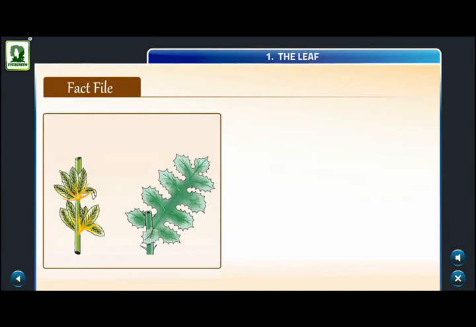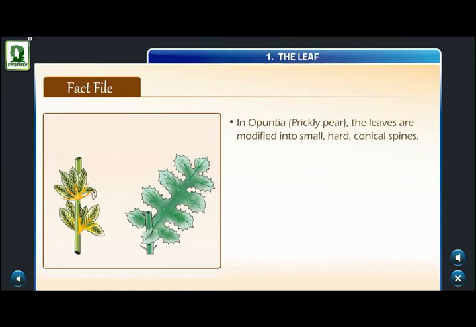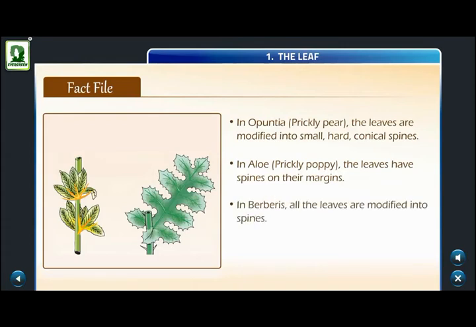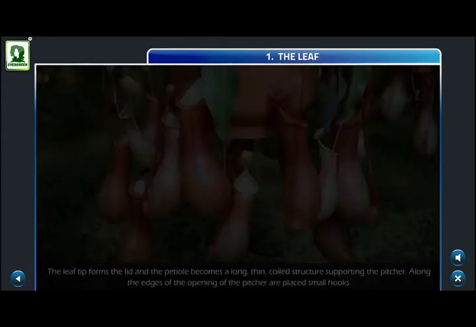Fact file. In Opuntia, prickly pear, the leaves are modified into small, hard, conical spines. In aloe, prickly poppy, the leaves have spines on their margins. In berberis, all the leaves are modified into spines. In the date palm and dagger plant, only the apex of a leaf is spiny.